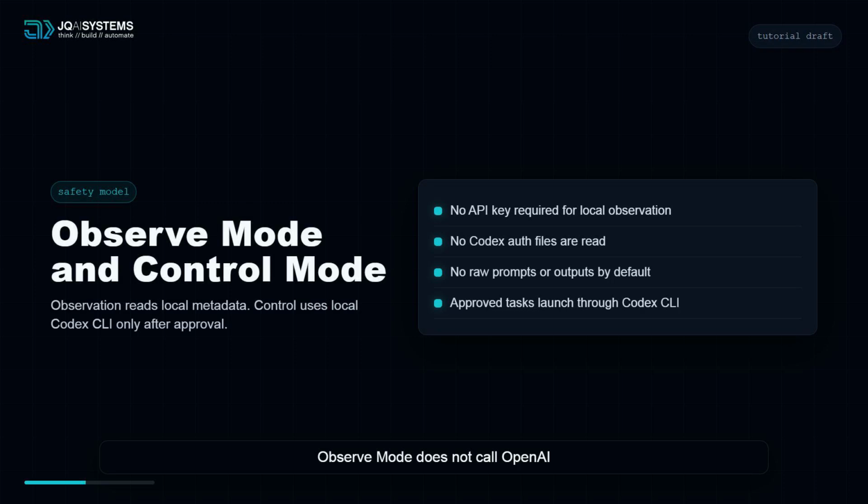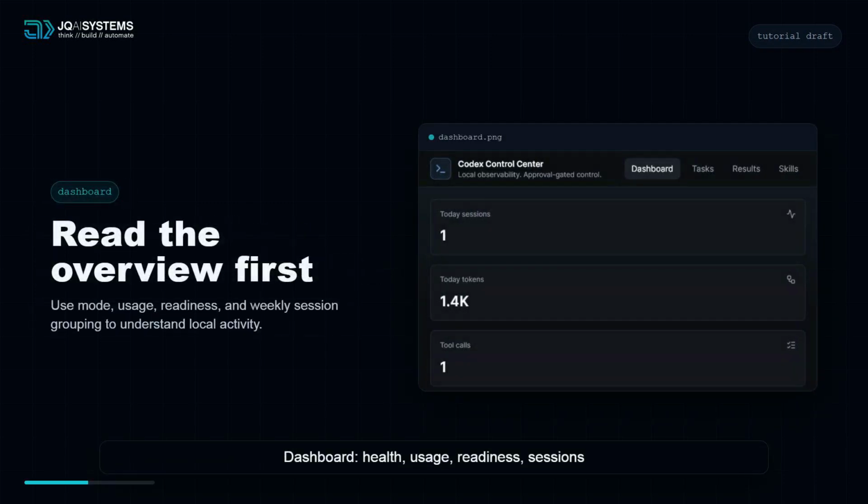Readiness score explains the local setup and the selected workspace using metadata-only checks. It can flag missing docs, missing ignore coverage, generated folders, or secret-like file names without reading file contents. Recent sessions are grouped by week by default, so longer histories stay organized instead of becoming one long scroll.